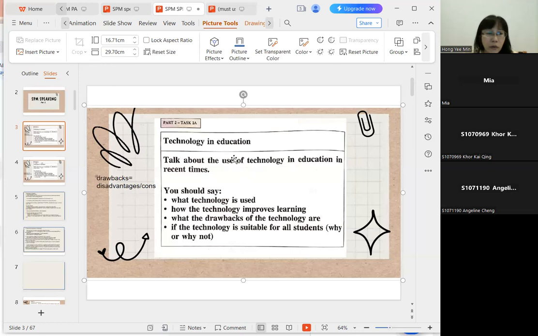So technology in education, what comes to your mind when you look at this topic? What kind of technology is this topic referring to? Can you share your idea? Online learning, like we are using Zoom now. Yes, correct. What else? Kai Qing and Angeline, what else? What kind of technology do you know of that we are using in education nowadays?